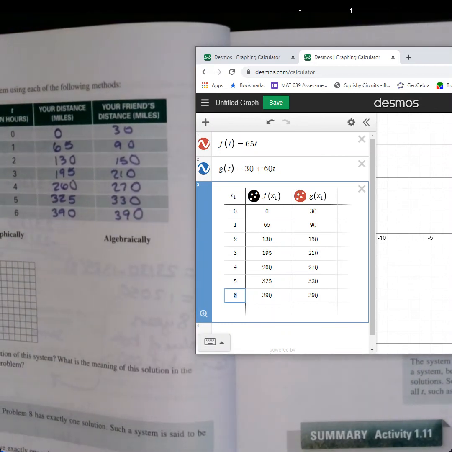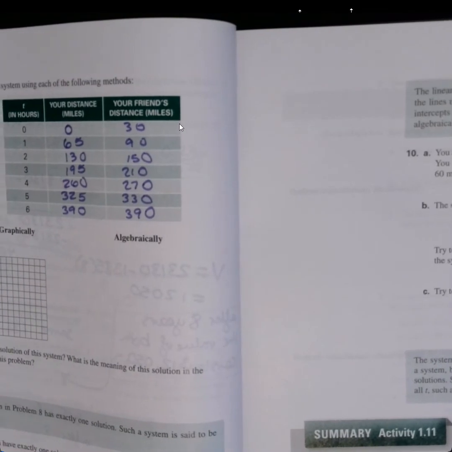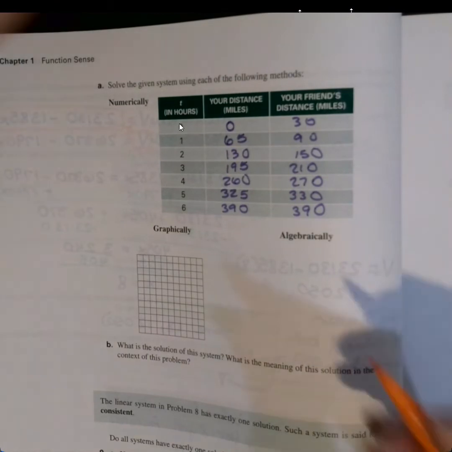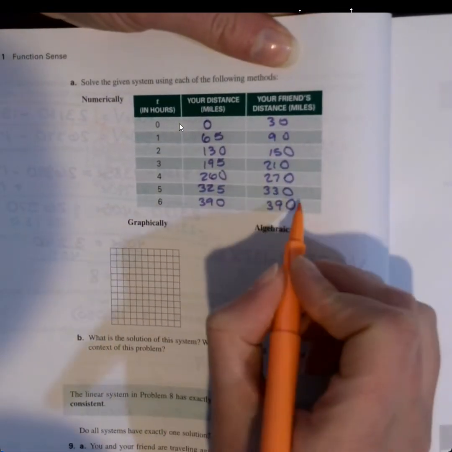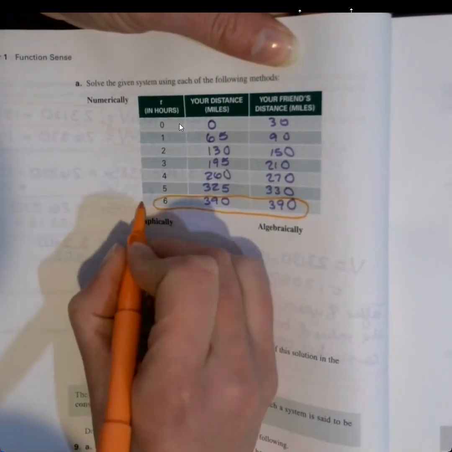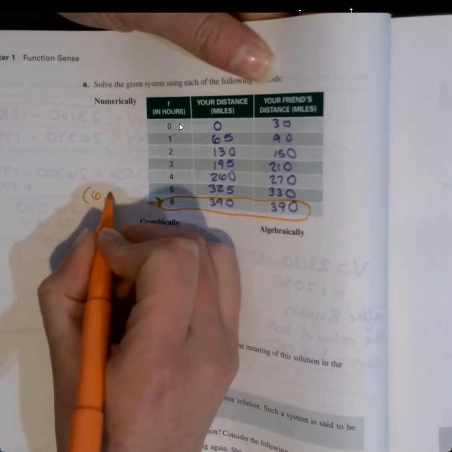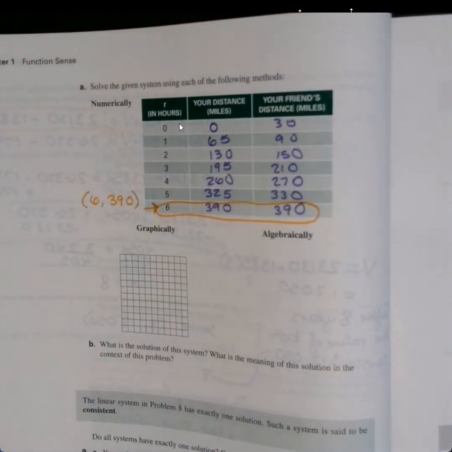Now, it says solve the system using each of the methods. Solve the system numerically. Solve the system graphically. Solve the system algebraically. So can I see it numerically? Do I see a spot where they're the same? Oh, thankfully I do right here at the end. Had I not gone to 6, I wouldn't have seen it. But right here at the end, I can tell that the solution is 6, 390. So I can interpret that right away.